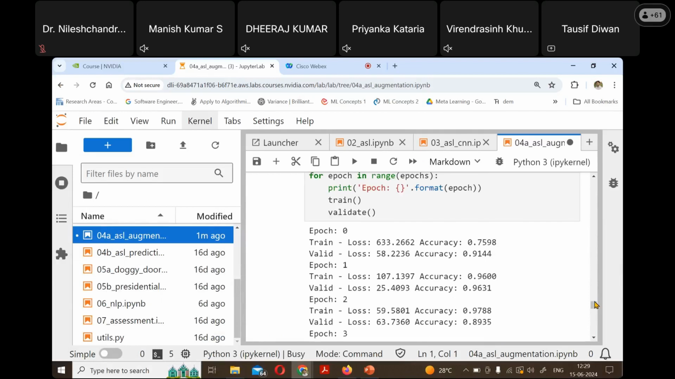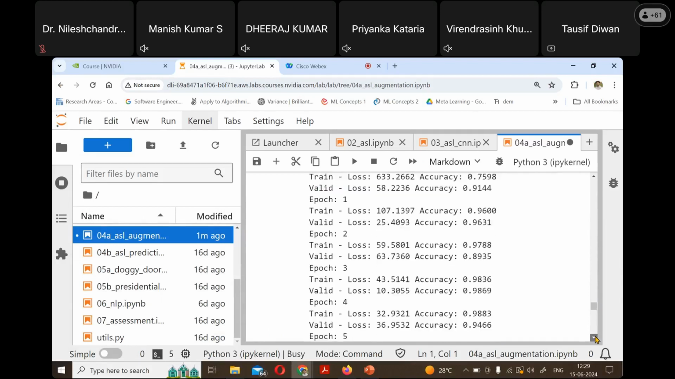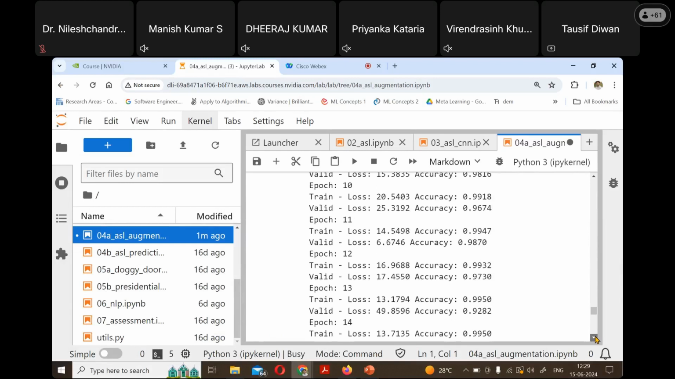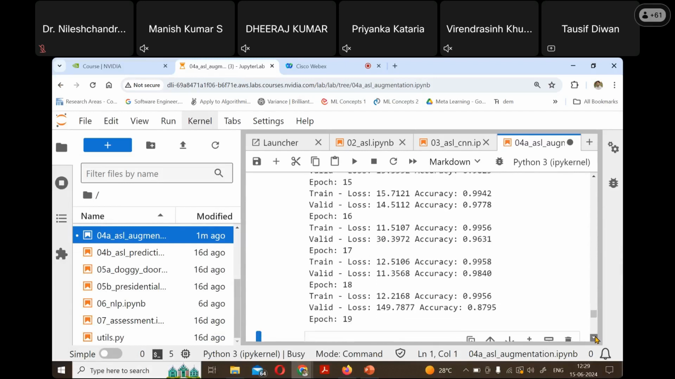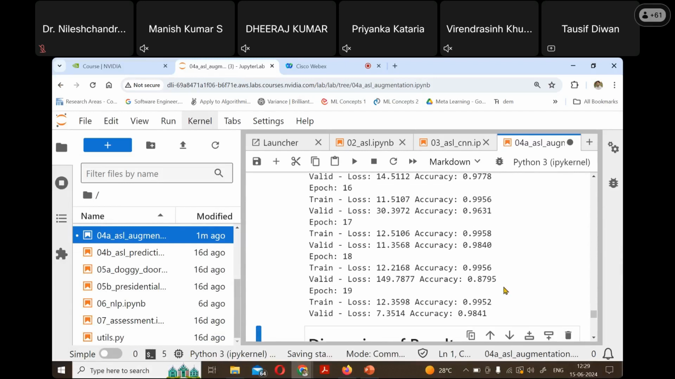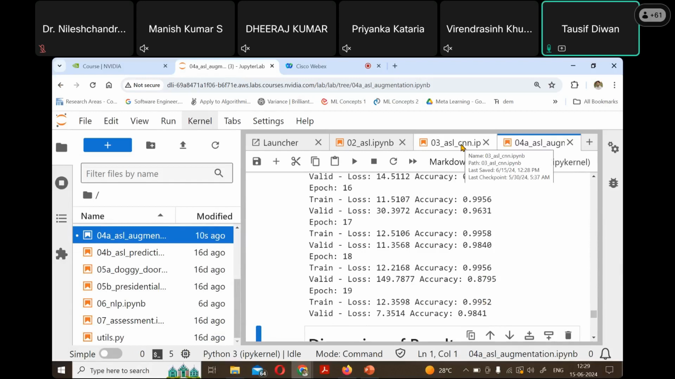So the model is trained over here. See, you can observe the difference is getting reduced. The only difference between this notebook and the previous notebook is that here we have used augmentation. This is the only difference. Exactly the same architecture was there in the previous notebook, the same architecture is in this notebook also, and the same data set. Only augmentation that we used.